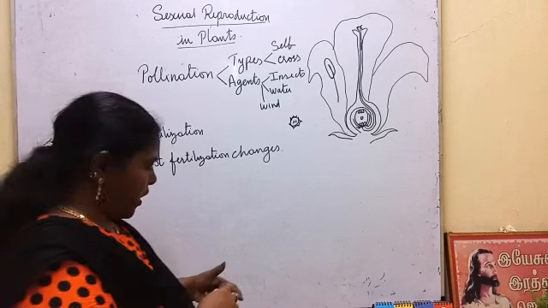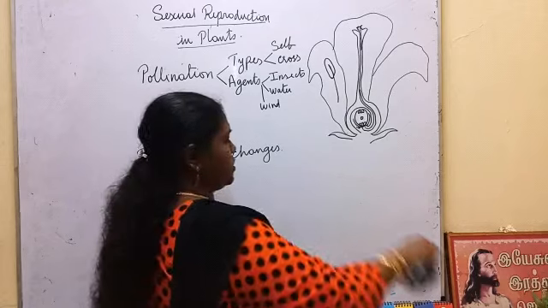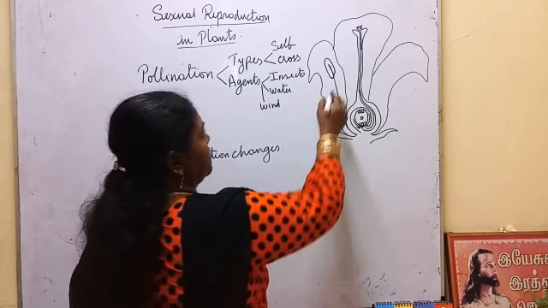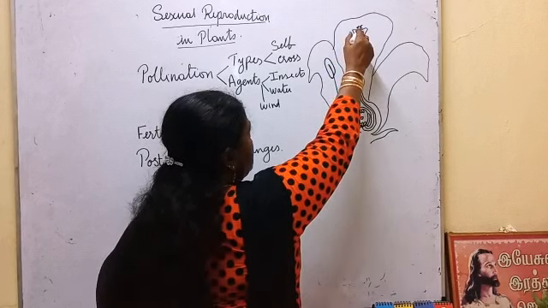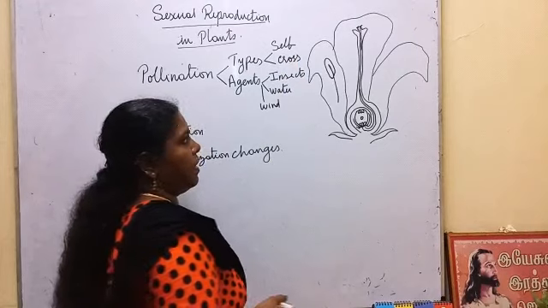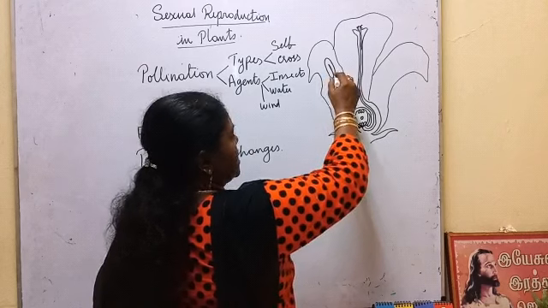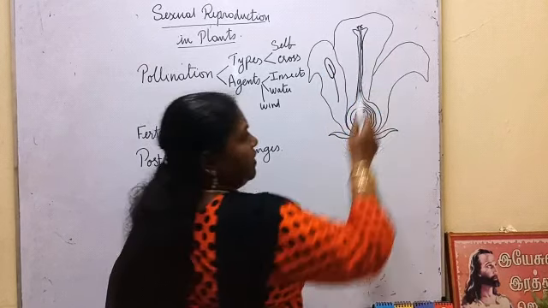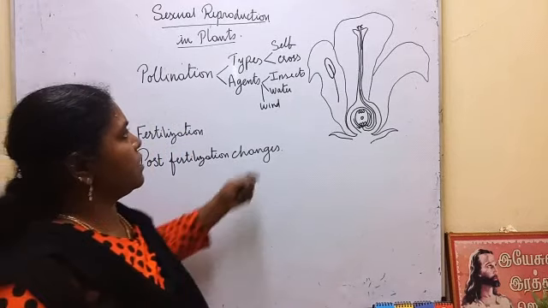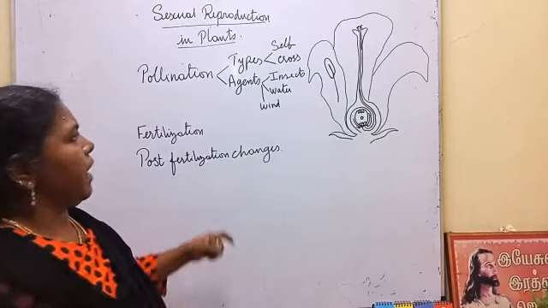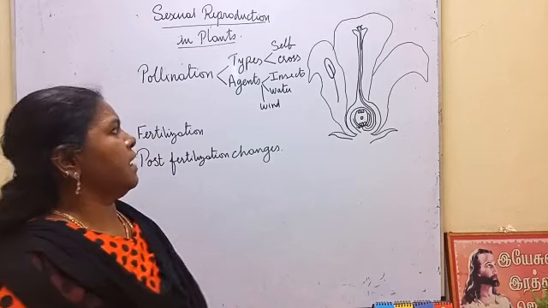There are 2 types of pollination: self-pollination and cross-pollination. Suppose the pollen grain from this flower is transferred from this anther to the stigma of the same flower, it is self-pollination. If the pollen grains of this flower are transferred to the stigma of another flower of the same species, it is called cross-pollination. So these are the 2 types of pollination. Then this pollination is induced by certain agents.